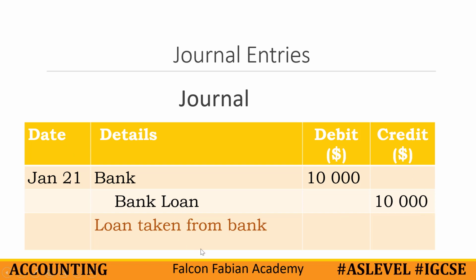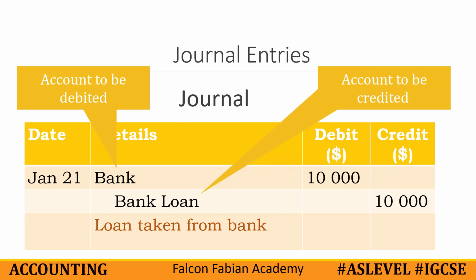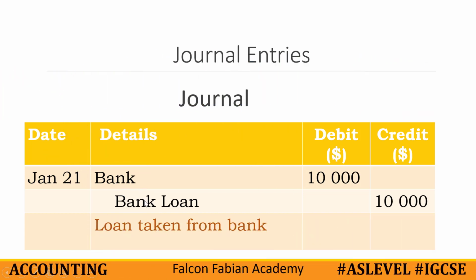And the structure of journal entry is first you write the account that needs to be debited, then the account that needs to be credited. And this is narrative. Narrative is a small description about what is being recorded in this entry. So the two accounts were bank and bank loan. We always write the debit entry first. So bank account is to be debited.